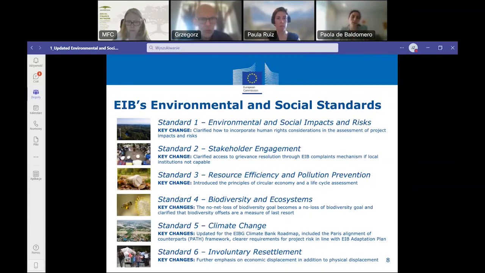Standard 4 focuses on biodiversity and ecosystems. The aim of the standard is to promote the protection and conservation of biodiversity, and also the sustainable management of living resources like plants, trees, and forests. The key change is that before, this standard was accepting that there was some loss of biodiversity, but then there would be some offsets or compensations for the biodiversity loss.